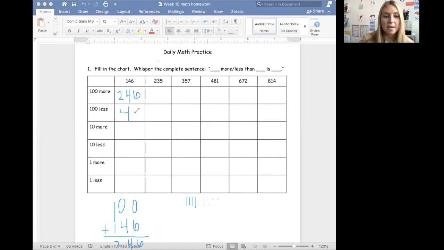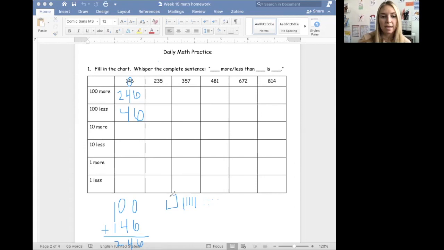The same thing will be true with 10 more, 10 less, one more, one less, but we're just changing the place value that we are specifically looking at. So for 10 more, you're going to be looking at the 10. So this 4 is going to get one more 10. Instead of adding 10 tens, we're just going to add one more 10. When it says 10 more, you just add one more 10.